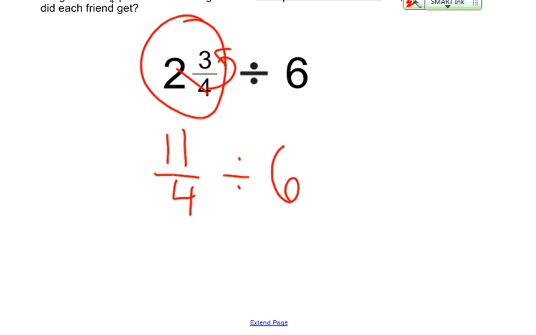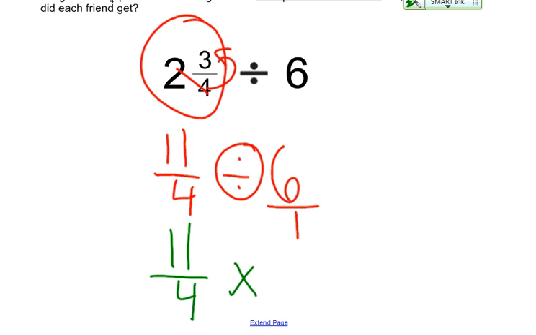However, to divide, right, we need to take this, which is technically 6 over 1, and we want to instead multiply by the reciprocal. So we're going to rewrite the problem. 11/4 times the reciprocal of 6 over 1 is going to be 1 over 6. Because to divide a fraction, we're going to multiply by the reciprocal. So now we have 11 times 1, which gives us 11, and 4 times 6, which gives us 24.